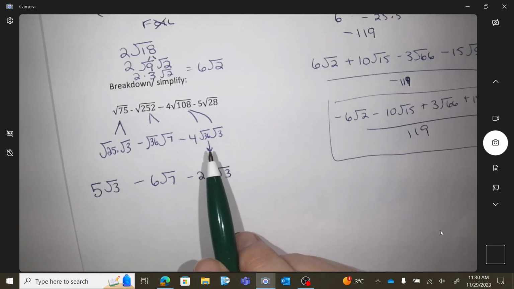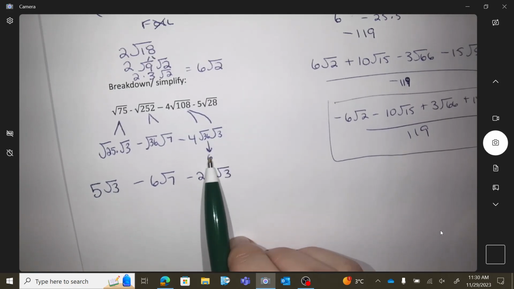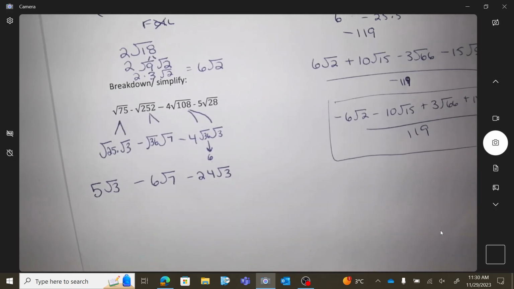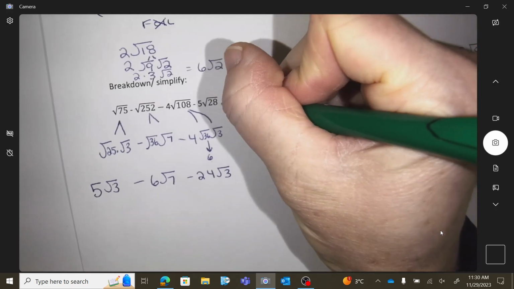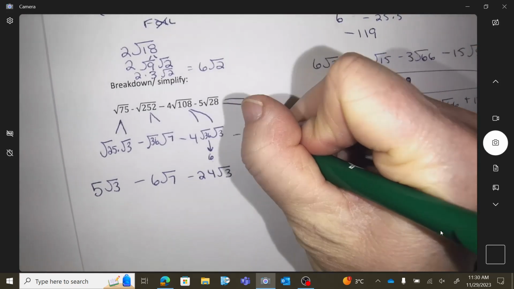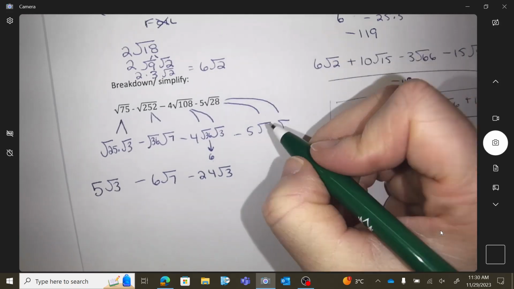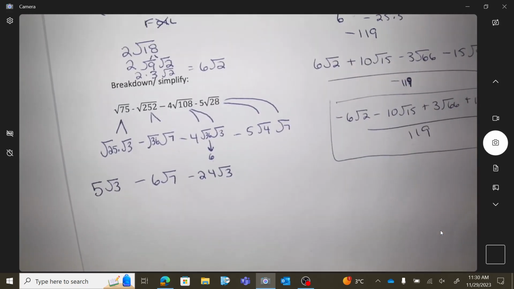Okay, so I turned the root 36 into a 6, but then that 6 can be put with that 4 because they're whole numbers and whole numbers together. Okay, last one. Two numbers that multiply to 28. What did I get? 4 times 7 is 28.